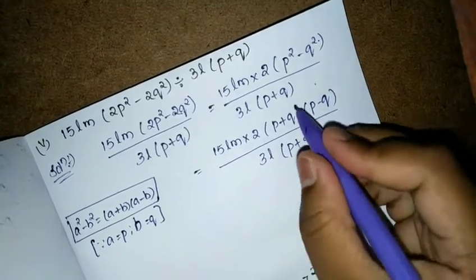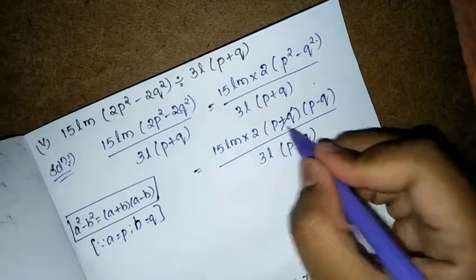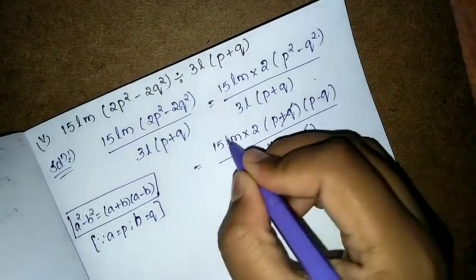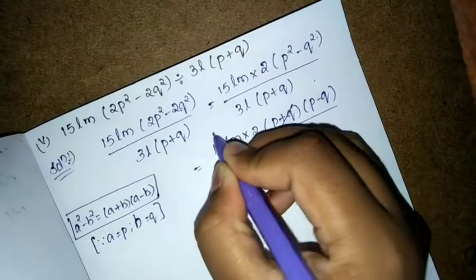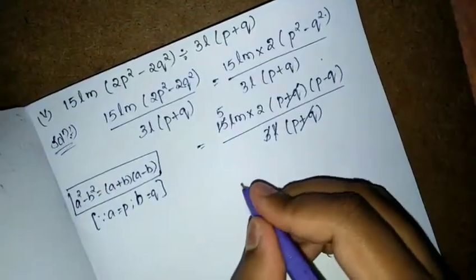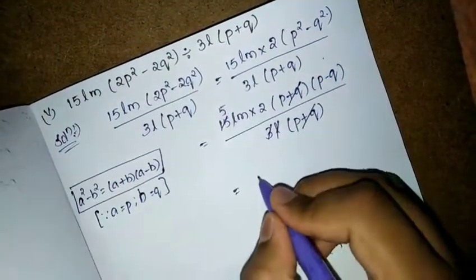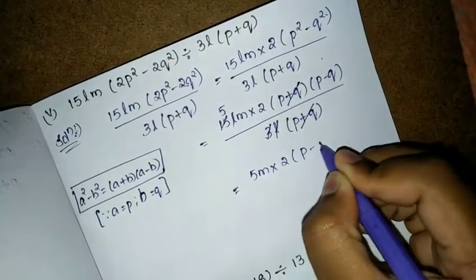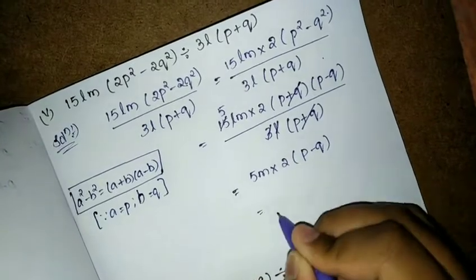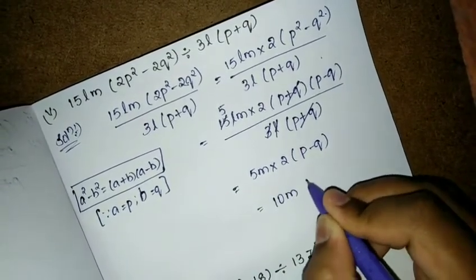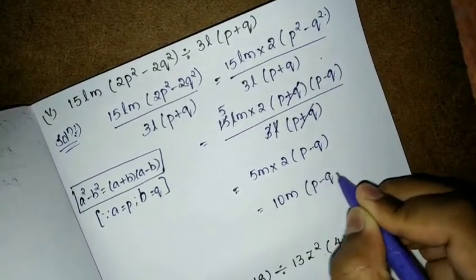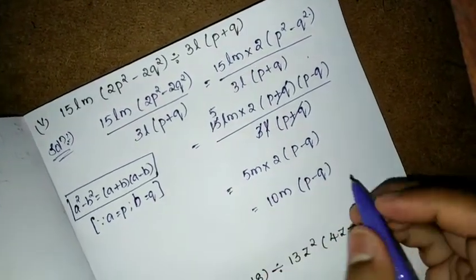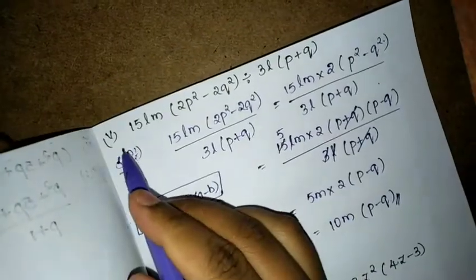So here in numerator and denominator, p plus q cancel. Next l cancel. 3 1s are 3, 5s are 15 cancel. Then we have 5m into 2 into p minus q. 5 2s are 10m into p minus q. So this is our final answer for problem number 5.